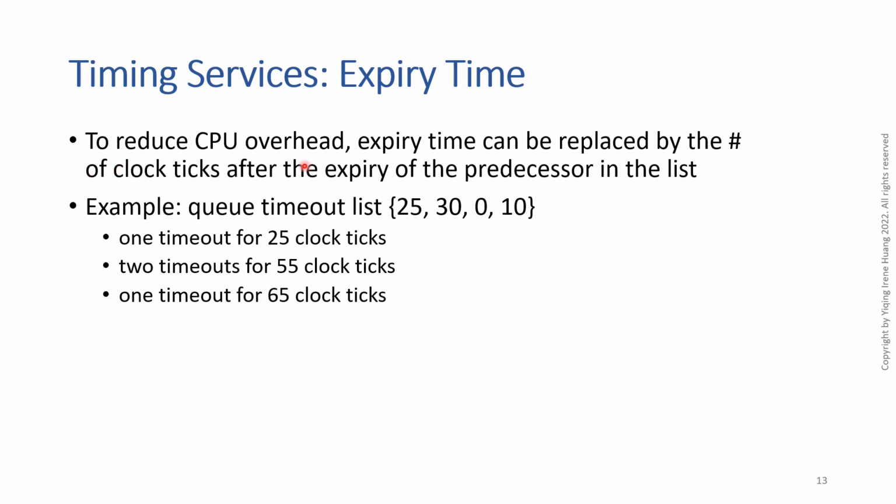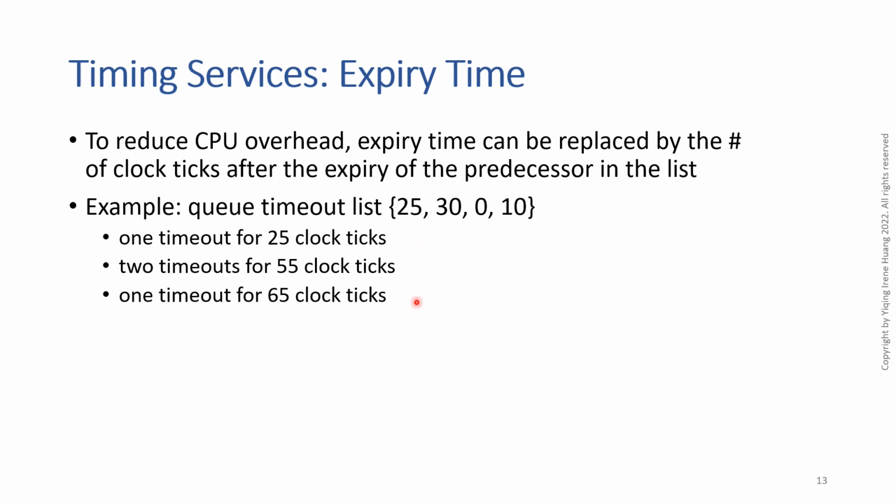So to reduce the CPU overhead, one strategy we could do is to replace the expiry time by the number of clock ticks after the expiry of the predecessor in the list. So we use relative expiration time in the list. So I'm going to use an example to illustrate the idea.